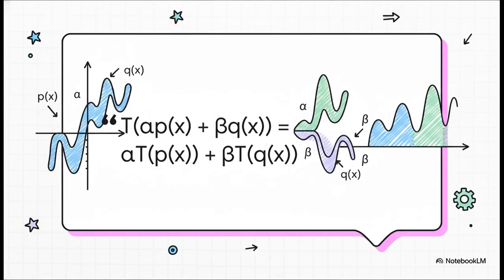And the answer is a resounding yes. The source material shows this really elegant proof that this formula works. It holds true for any two polynomials p and q, and any scalars alpha and beta. And this is what confirms it for us. T is, in fact, a linear transformation. It's predictable, it's consistent, it's exactly what we want to see.